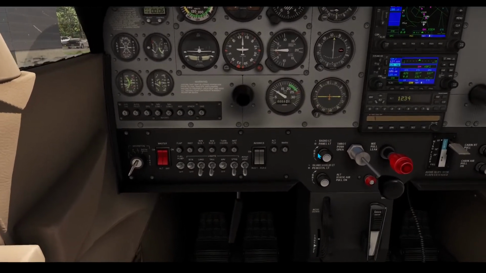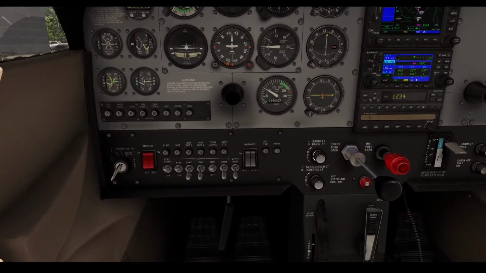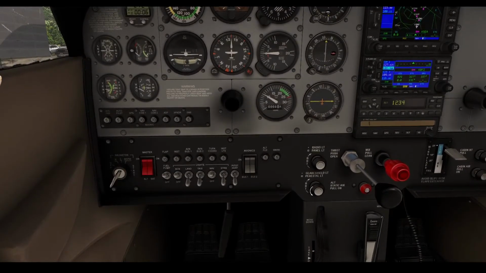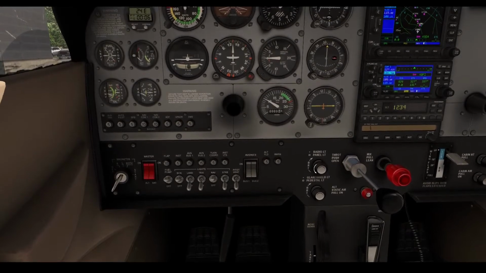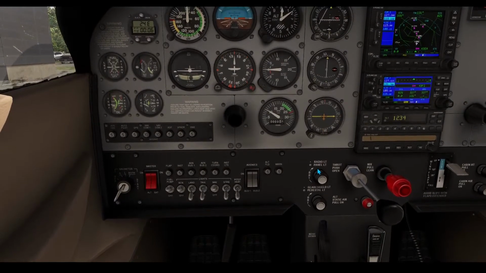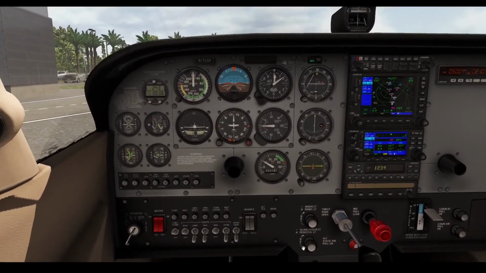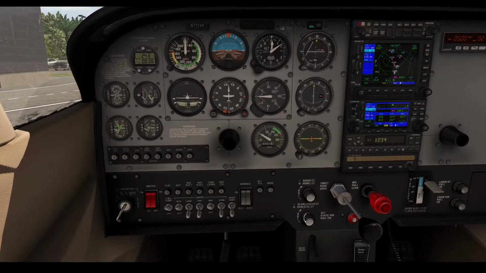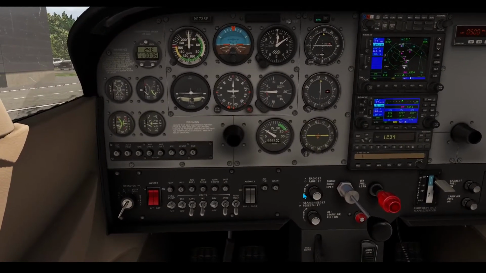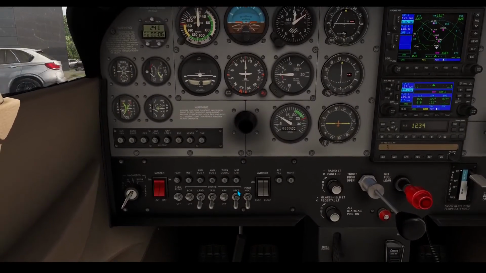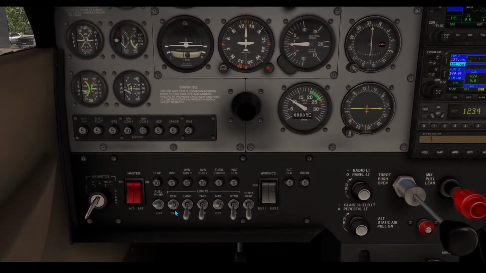Obviously, these are rheostats to dim or brighten the light inside the aircraft. Radio light and panel is probably here, and glare shield is like a generic light. It's only visible at night. Avionics switches, we already spoke about those before. Let's go through all the lights.